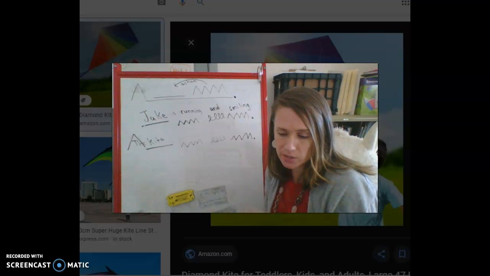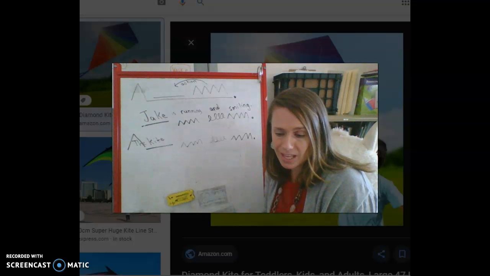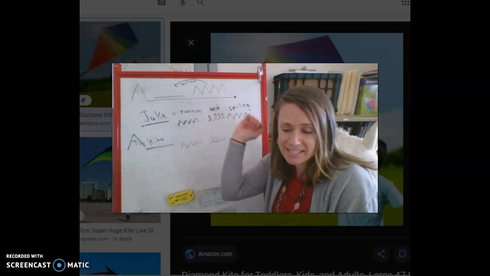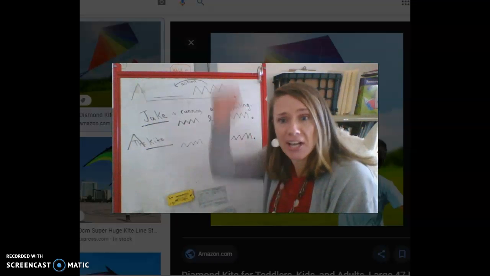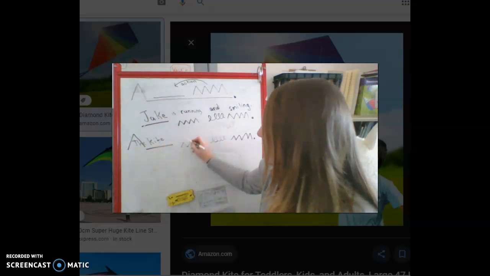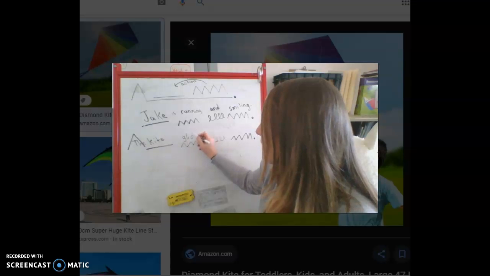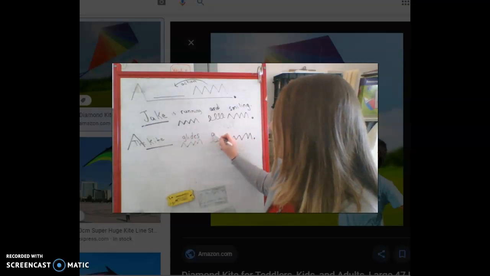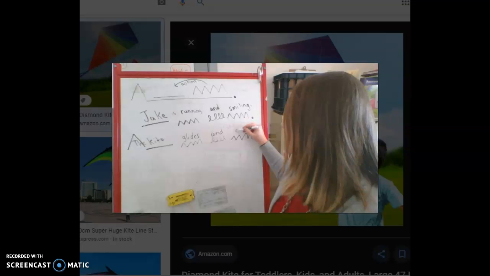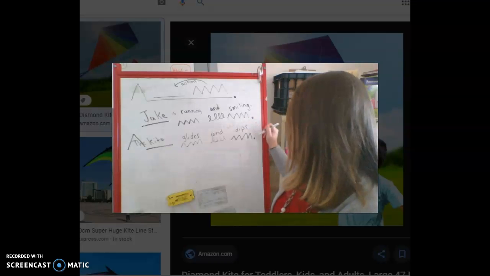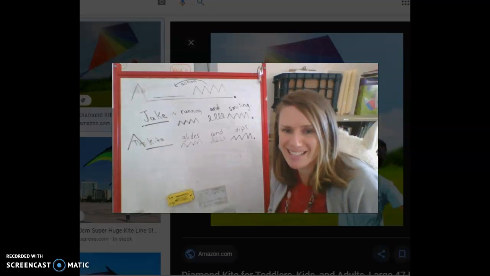What could the action of the kite be? Maybe it glides. Oh, and sometimes when you're flying a kite, it dips down. Okay, the kite glides and our connector, dips, and our stop sign at the end.